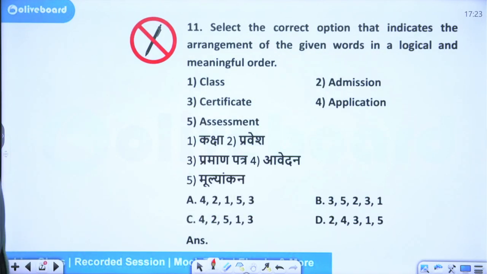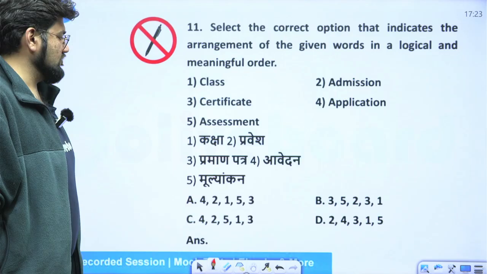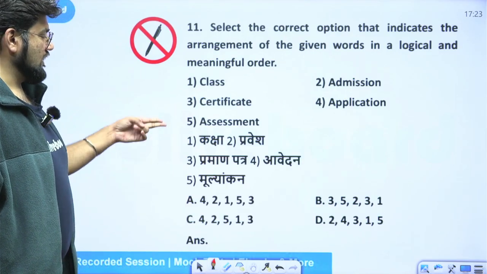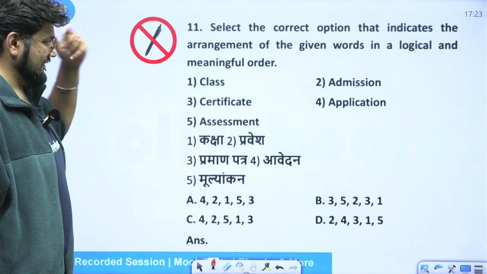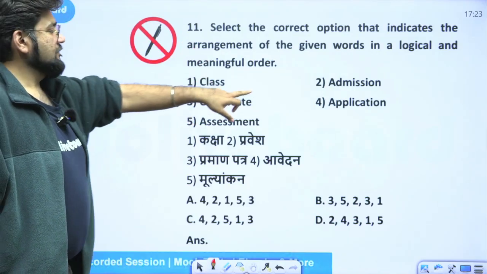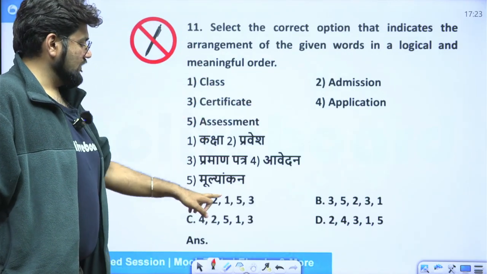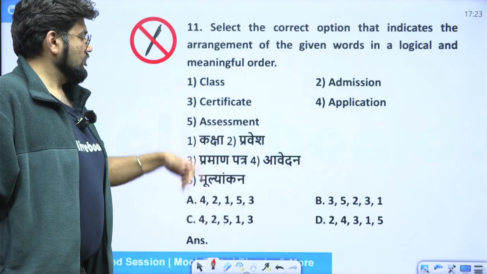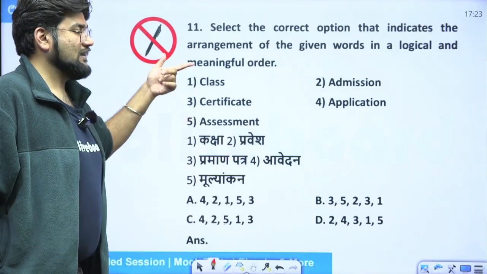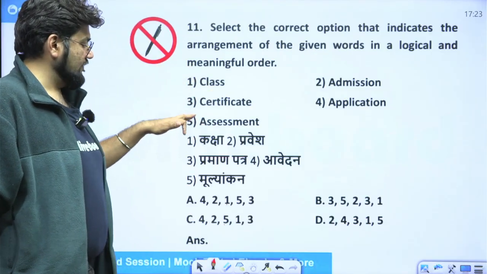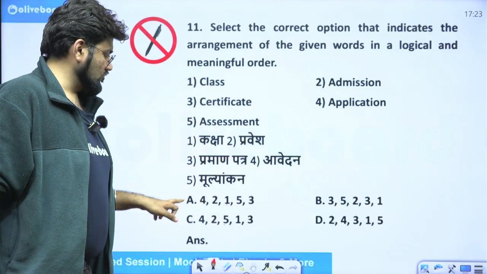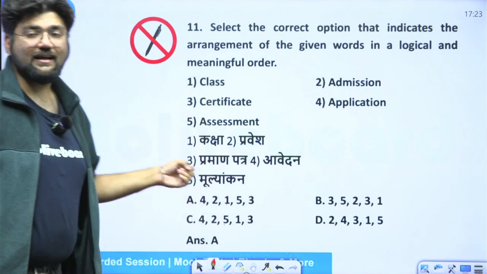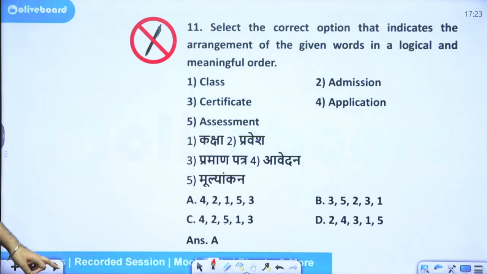Okay, next, meaningful order. Class, admission, certificate, application, assessment. We have two options starting from application. Of course, that makes sense rather than certificate or admission. So application, then admission. 4, 2. The next one is between 1 and 5, class and assessment. Obviously, class will be first and then in the end, we'll have the assessment. So 1 will come first. So option A is the right answer. Merely by observation, you're solving the questions.